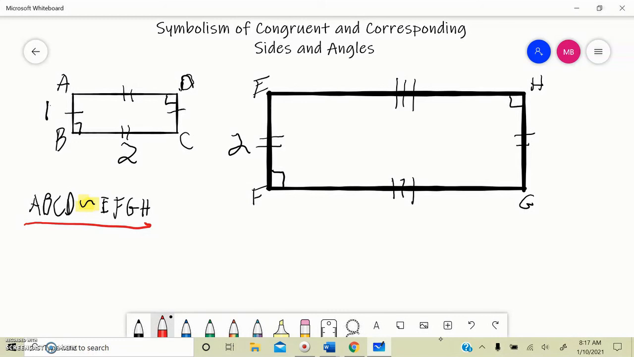If you see just a squiggle line, that means that it is similar. If you see the equal sign with the squiggle, like when we were doing the triangles, that tells you that they are congruent, they are the same.